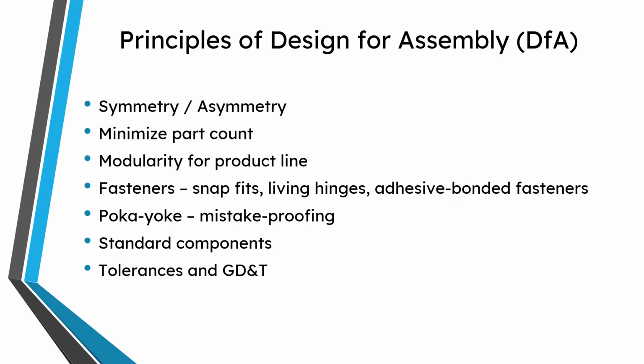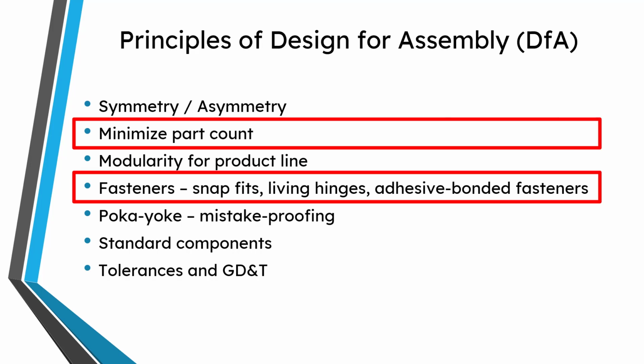So now let's talk about design for assembly. And the whole idea here is that you have a bunch of different principles or guidelines that can help minimize the cost, time, and errors associated with integrating your different products. For example, putting them together, assembling them. And you can see a list of some of the different principles here. And in this video, we're going to touch on two of them. And these will be minimizing the part count and also fasteners.